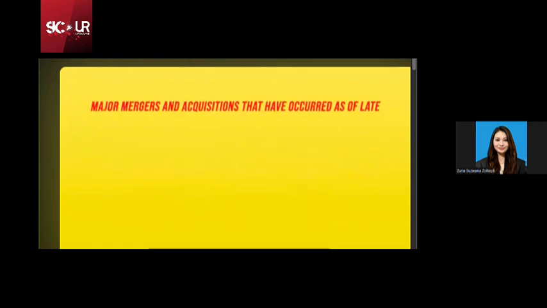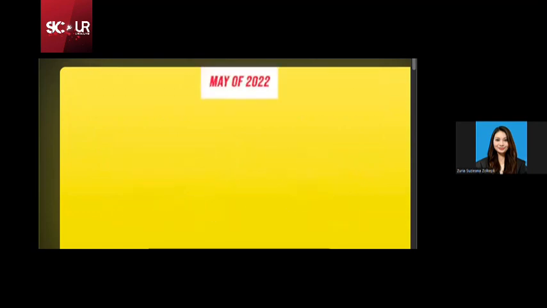Lastly, the most recent economic framework established in May of 2022 is seeing a stronger connection with Malaysia and the US.